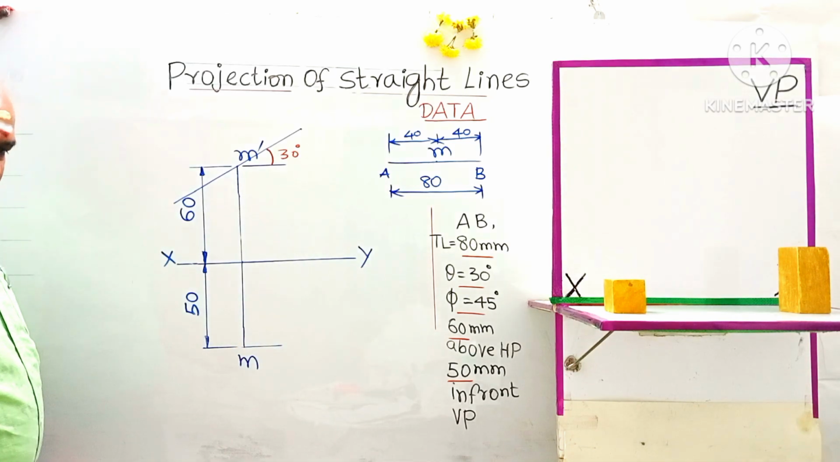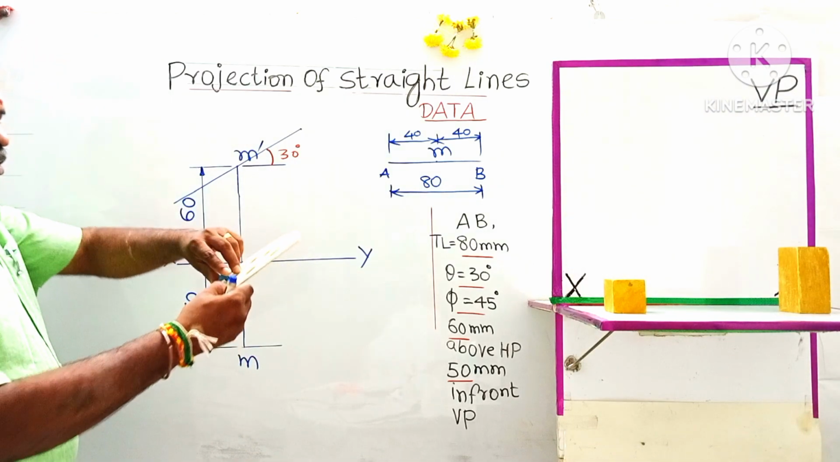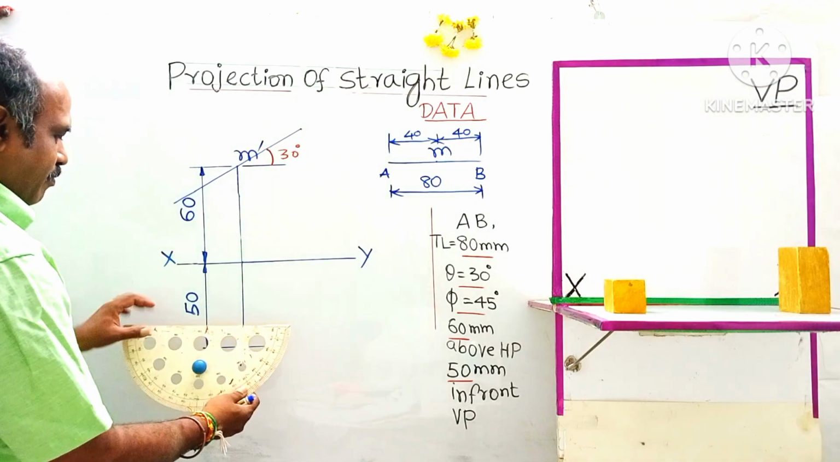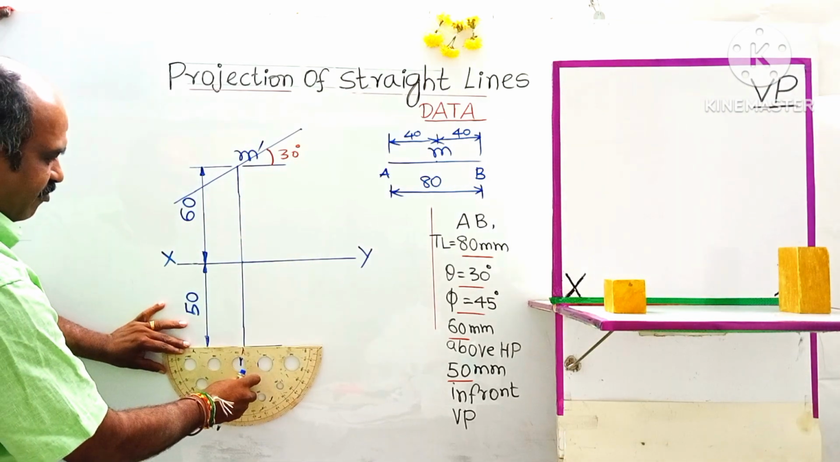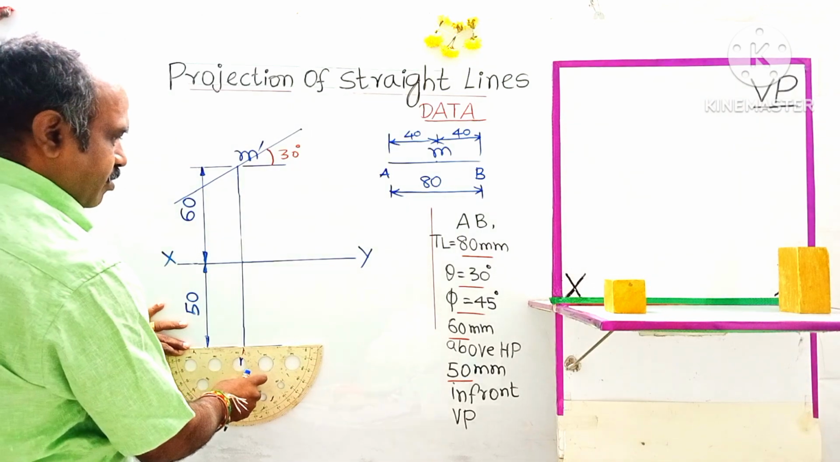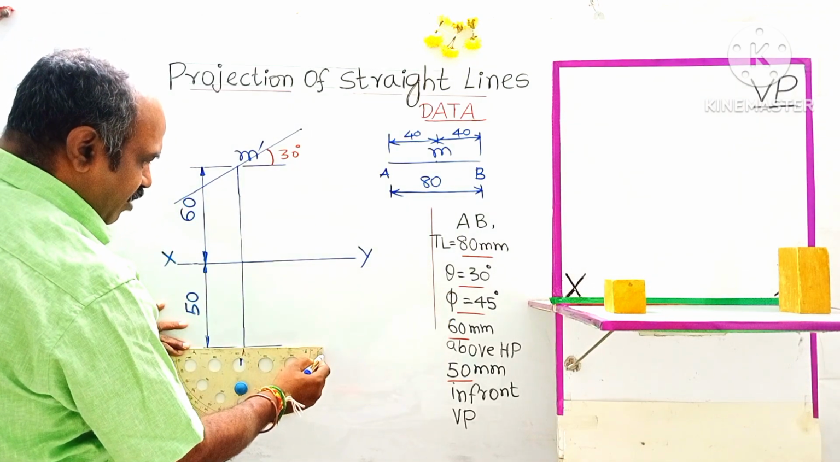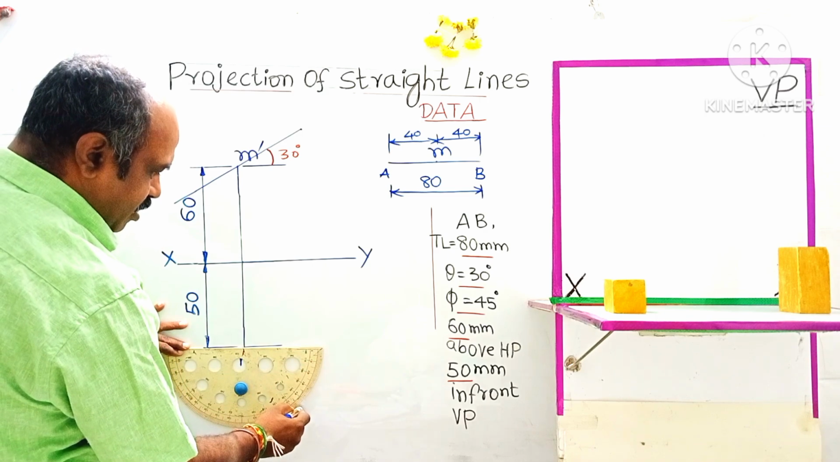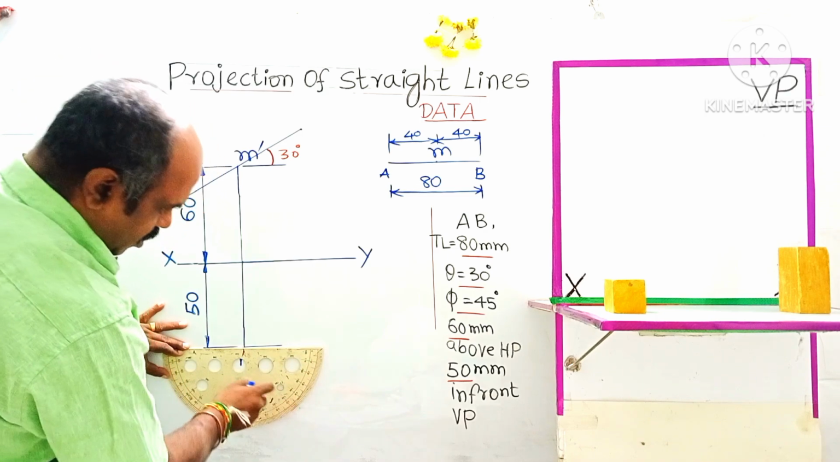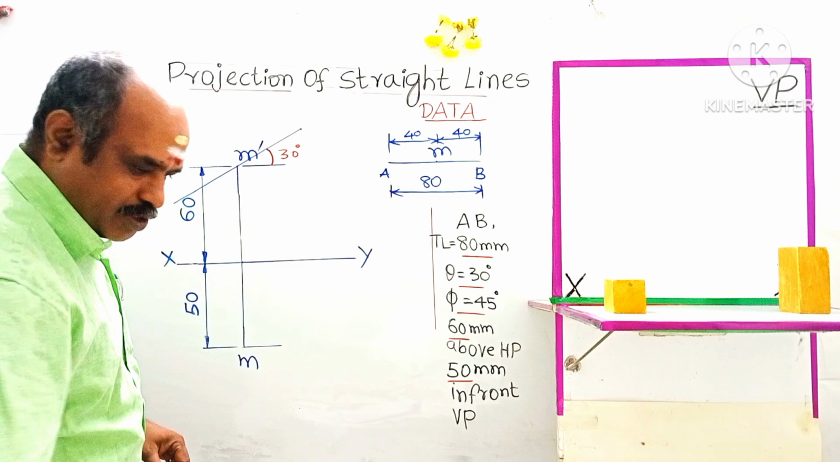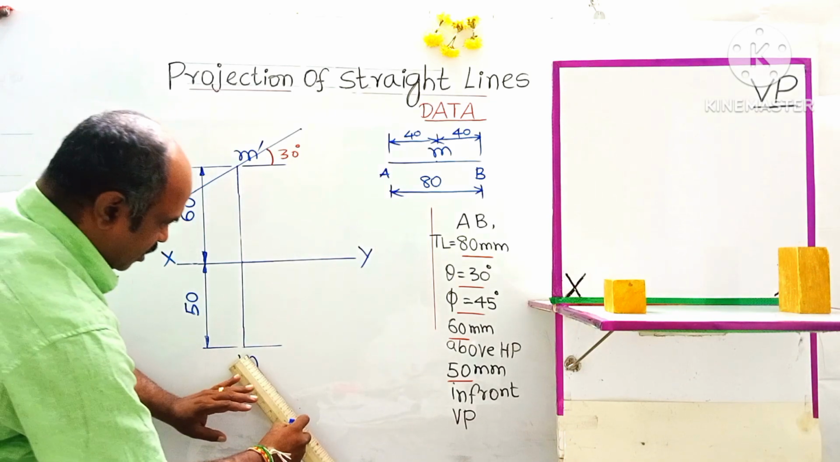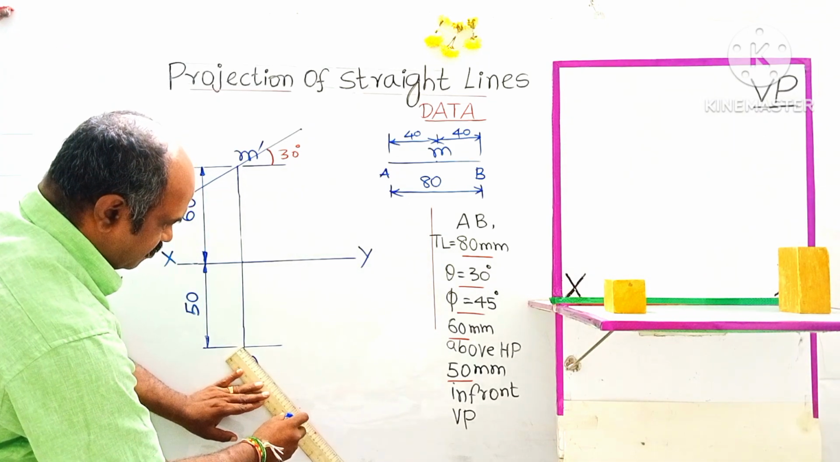Okay. So take your protractor. With M as center, mark an angle of phi, which is the notation for the inclination to VP, given as 45 degrees. Read it downward: 0, 10, 20, up to 45, and put a point. Join the marked points with M using a freehand scale.